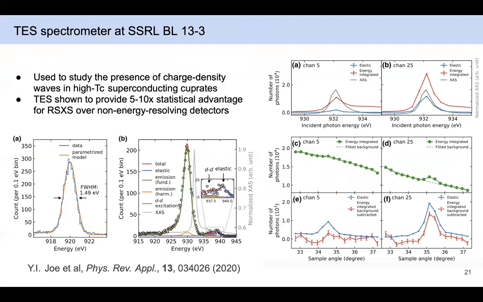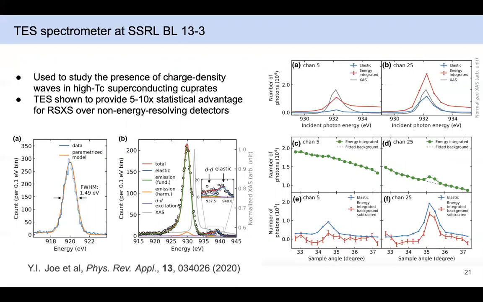At 13.3, the scientific focus is on condensed matter physics, energy, and material science. The experimental station is set up primarily for resonant soft X-ray scattering. And here's some data from an experiment performed with the TES where we were looking for scattering off of charge density wave order in a copper oxide high TC superconductor.